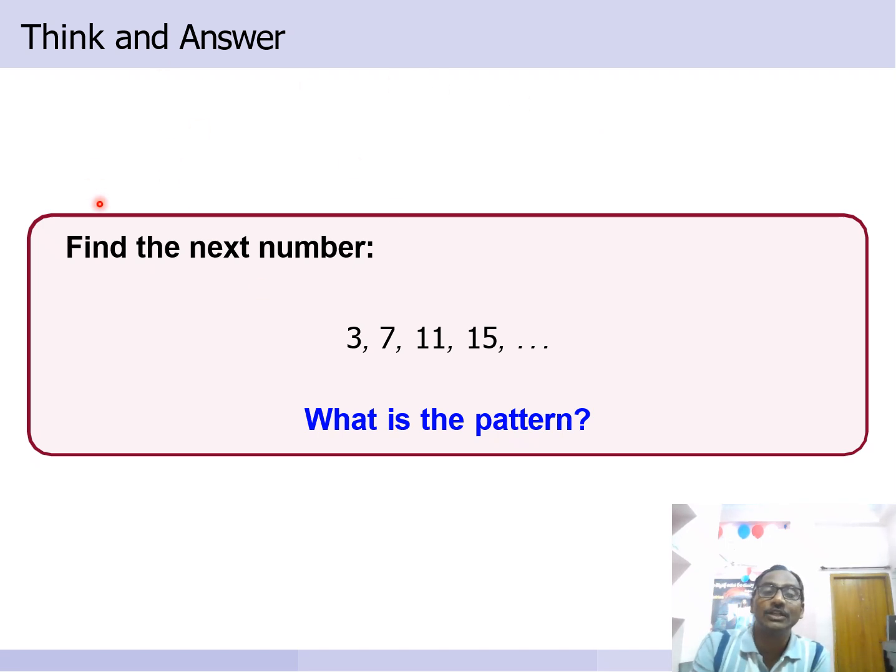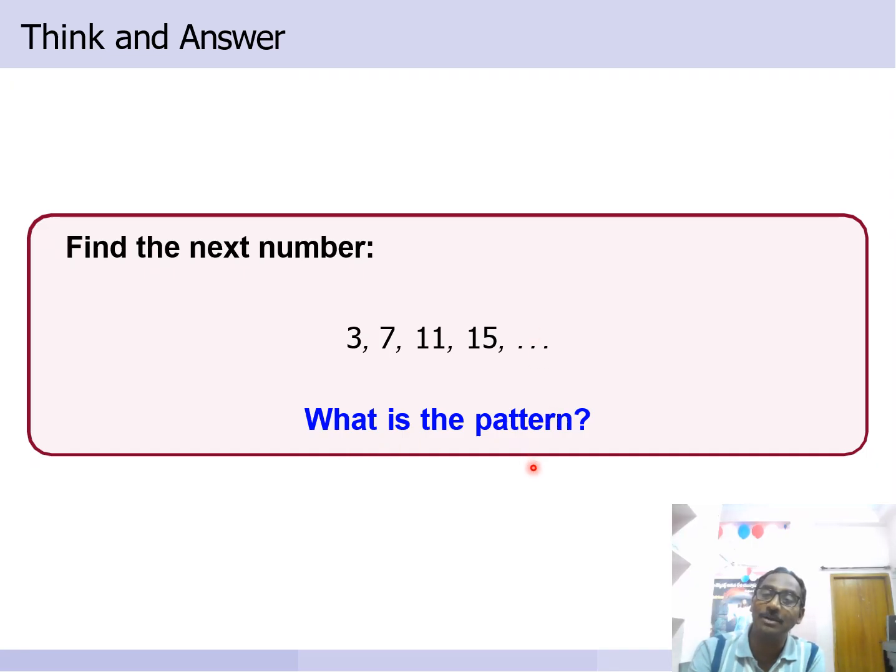Now think and answer. Find the next number: 3, 7, 11, 15 and so on. What is the pattern? What is the next number? 3 plus 4 gives us 7. 7 plus 4 gives 11. 11 plus 4 gives 15. 15 plus 4 gives 19. So 19 is the next number.